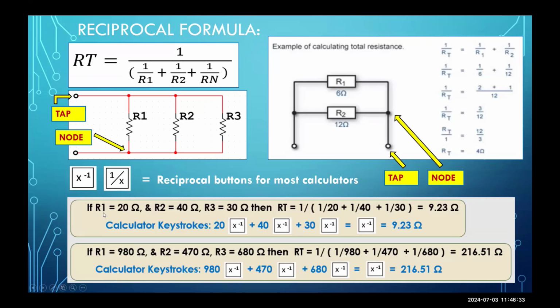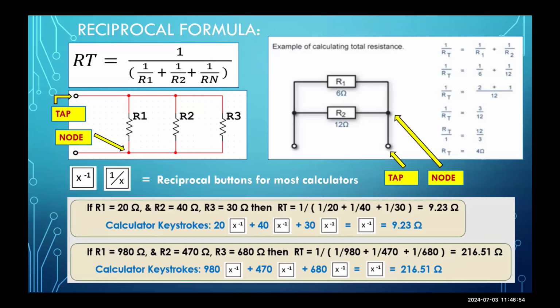So I'm going to give you 3 resistors in the first scenario, R1 is 20 ohms, R2 is 40 ohms, and R3 is 30 ohms. So our total for these 3 in parallel, now these are in parallel, not in series. You don't add these up. This is not 20 plus 40 plus 30 giving you 90 ohms.